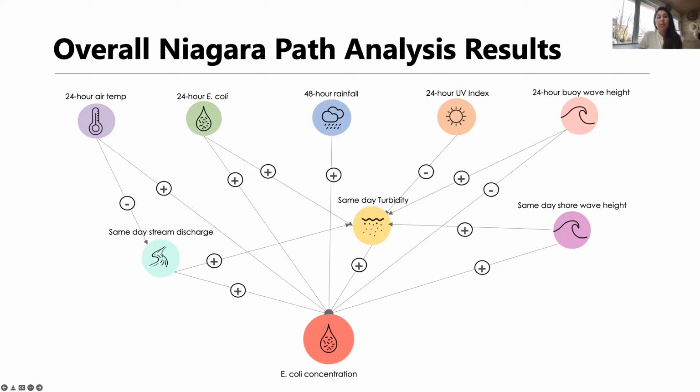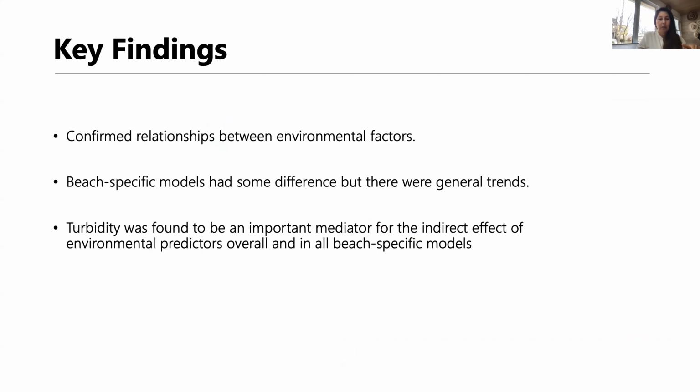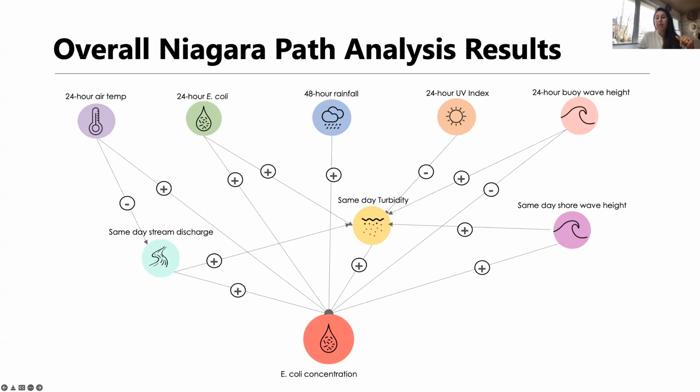So for example, we have 24-hour air temperature that has a positive association with E. coli concentration. This means as air temperature goes up, we're seeing a higher E. coli concentration. However, that also has a relationship through its effect on stream discharge. So as air temperature goes up, it actually decreases stream discharge. However, stream discharge has its own positive effect, so that could actually be nullified. And then stream discharge has its own direct association with E. coli, but it also has an association with E. coli concentration through its effect on turbidity.